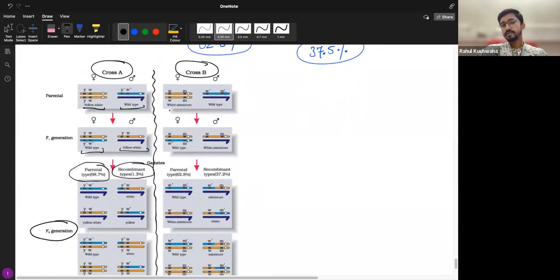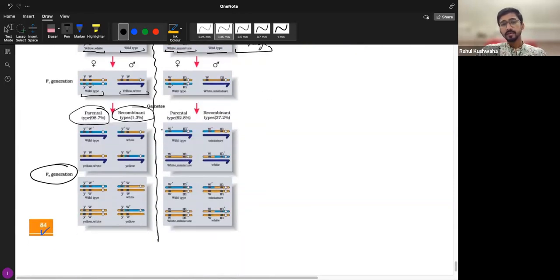Then he did another cross, taking white-eyed and miniature body size. These were smaller flies, their size was small. So for body size also there is a gene. Same is for humans. And a wild type, which means red-eyed and bigger bodies. You can write here red and large, white and miniature, yellow and white, brown and red. When he took these two characters, he saw that in F2 there were 62.8% parental and 37.2% recombinant.